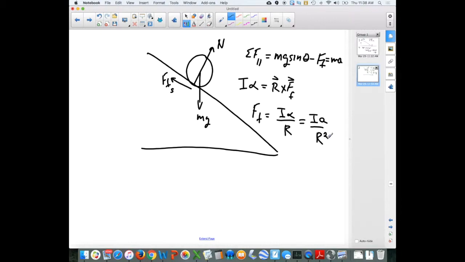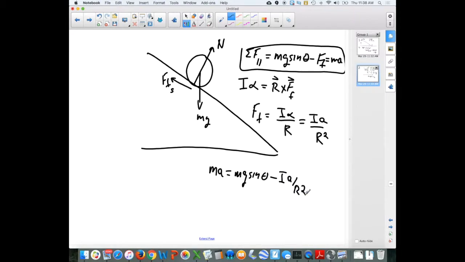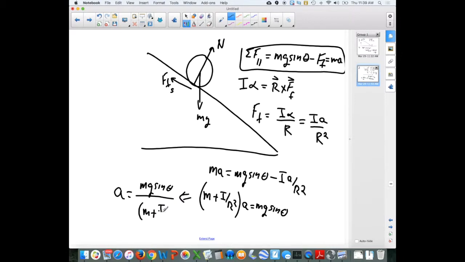So now I can come back to this equation right here and rewrite this: ma is mg sine theta minus I a over r squared, or m plus I over r squared times a is mg sine theta, or my acceleration is the force acting on the system over the mass and rotational inertia term.